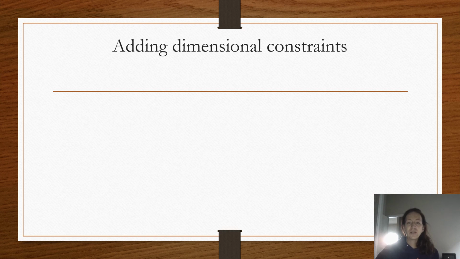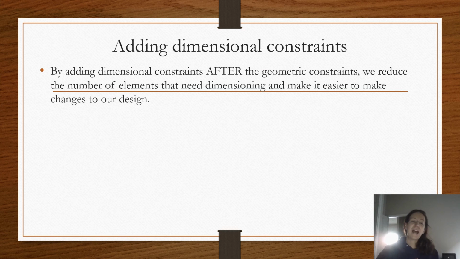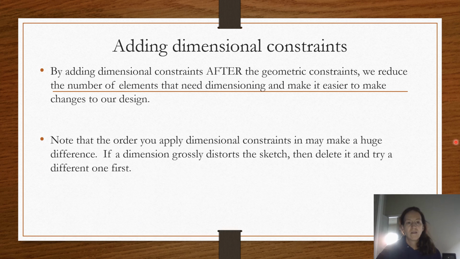Adding your dimensional constraints. By adding dimensional constraints after the geometric constraints, we reduce the number of elements that need dimensioning and we make it easier to make changes to our design. So you've got fewer things you need to get dimensioned because you've already dictated that these have to be parallel, these have to be equal, and so on. And so it can make it easier to make changes to your design later.